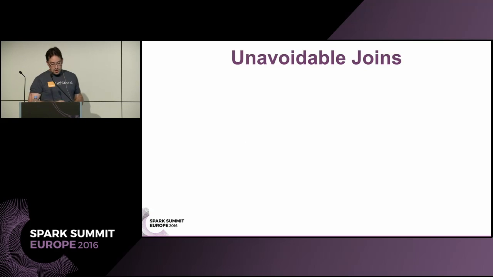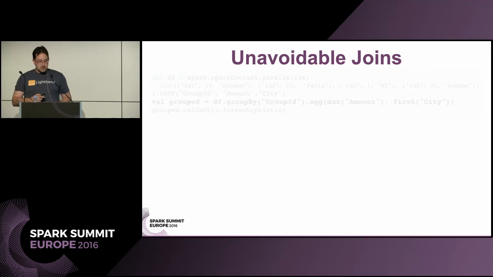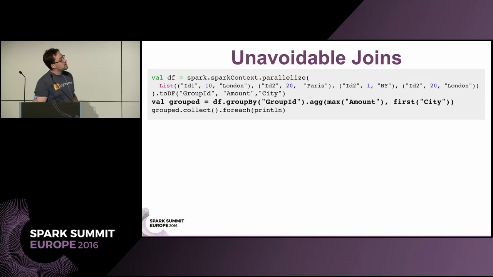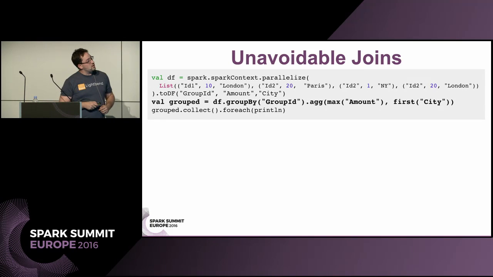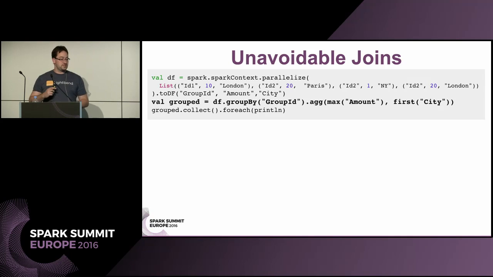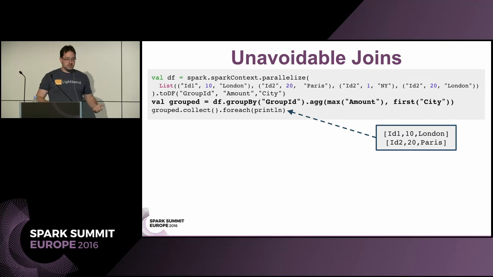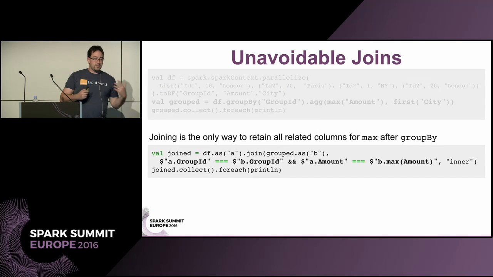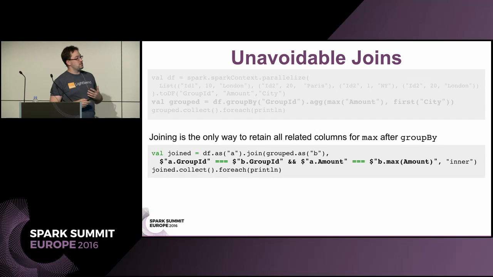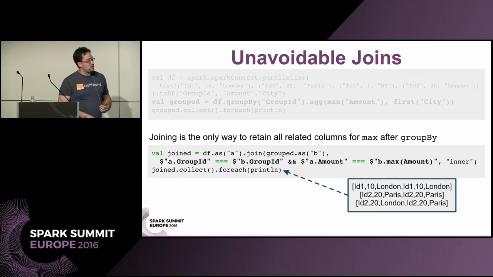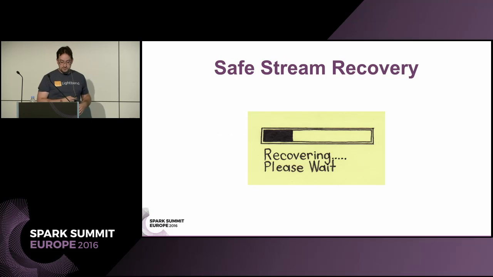All right, the other case is unavoidable joins. In this case, we've got a data frame that they built out, and they wanted to group by the group ID, and then get the max amount and the first city. So it works as you'd expect. However, what if you want to retain all of the columns after the aggregation? In that case, you have to join, just because of the way that aggregation works, and that's a SQL thing. So now that you've added that join, you get all the extra columns that you need, but again, at the cost of joining.